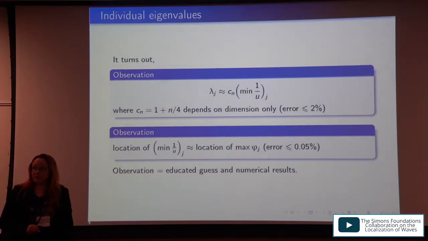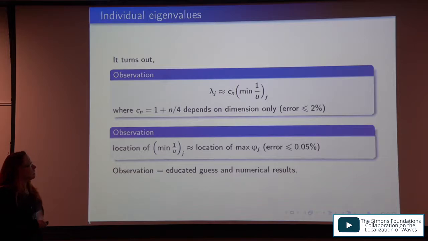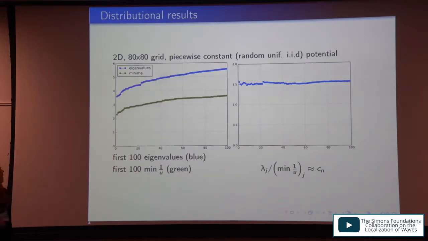Now, this is so far an observation from numerics. Again, I have shown you this with 4 eigenvalues. I'm sure you are not impressed. This is 100 eigenvalues. So you have a 2D potential on an 80 by 80 grid. First 100 eigenvalues in blue, first 100 minima. This is this curve divided by this curve. You have 1.5.